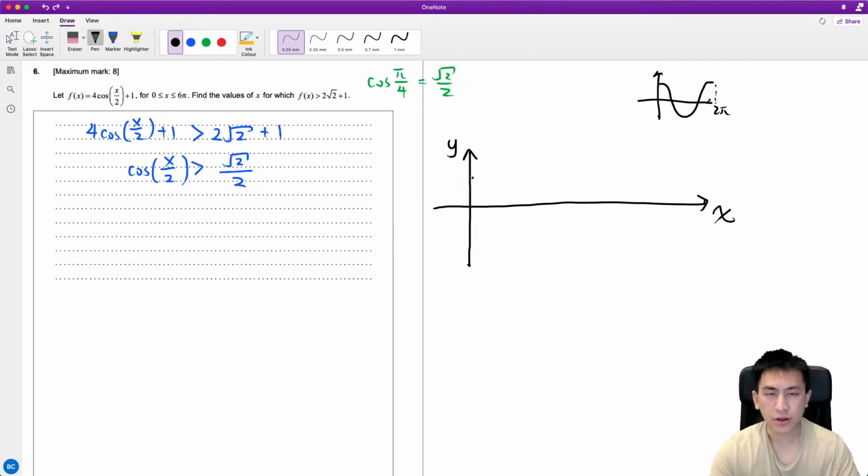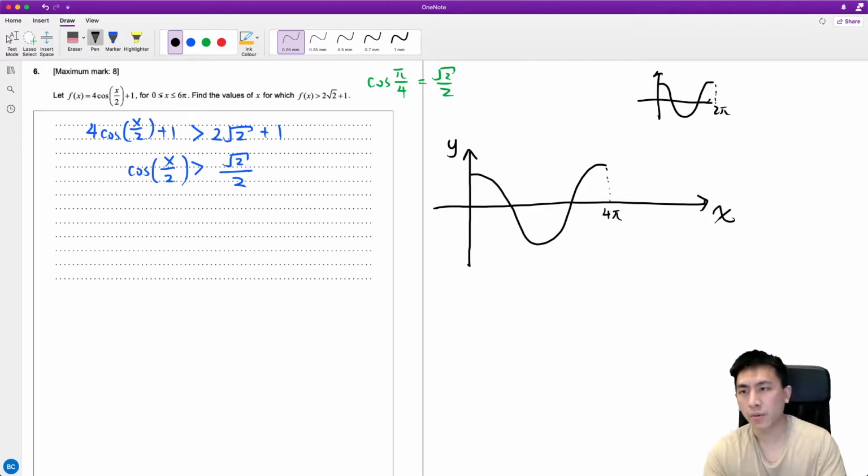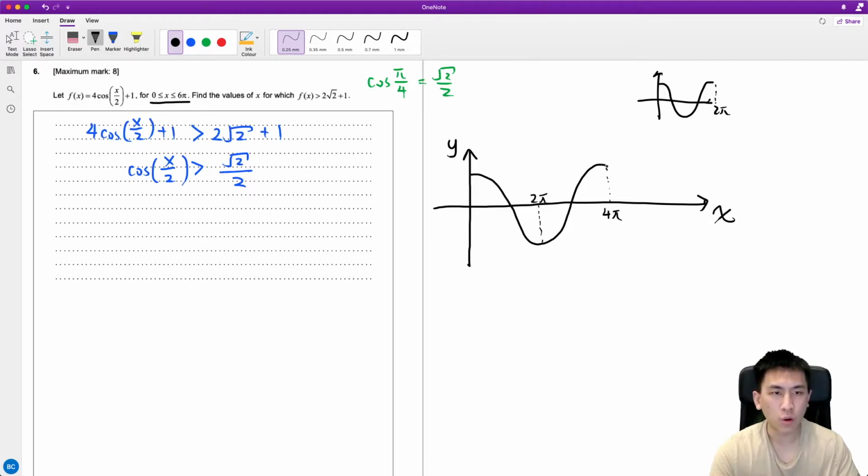Now I'm going to sketch the cosine. It will look a little bit wider than it should. Since it was a horizontal stretch by a scale factor of 2, it is twice as wide, so the period is now 4 pi. But then they ask for the range from 0 to 6 pi, meaning you have to draw an extra half a period. Right in the middle would be 2 pi. So you draw it all the way back down to the bottom, and that is my 6 pi here. That would be the full range you're considering.